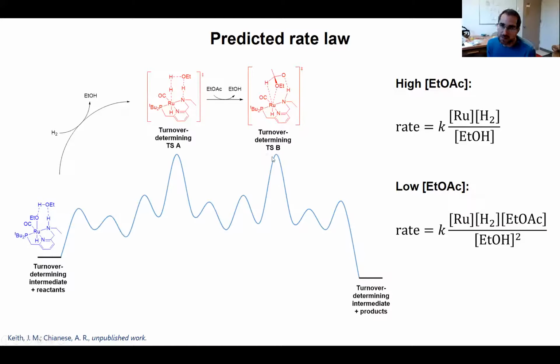And depending on the concentrations of products and reactants, we can alter which one of these is the primary determining transition state. So under conditions, for example, of high ethyl acetate, we can see saturation in ethyl acetate to make the first step rate limiting, in which case we have this rate law, first order in ruthenium and hydrogen, and inverse first order in ethanol, or in whatever alcohol we're using. At lower ethyl acetate concentrations, now the second step becomes turnover determining, and we get a slightly more complicated rate law with ethyl acetate first order and then inverse second order in the ethanol and the alcohol complex, or the alcohol product.